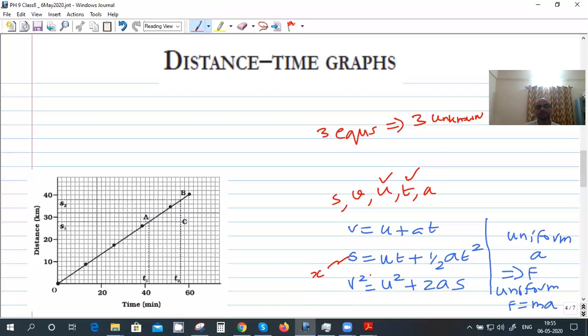Can you say what the acceleration is? Our first thing is velocity. What is velocity? Speed with direction. And what is speed? Distance by time. You can say it is the rate of change of position, how fast the path is covered.